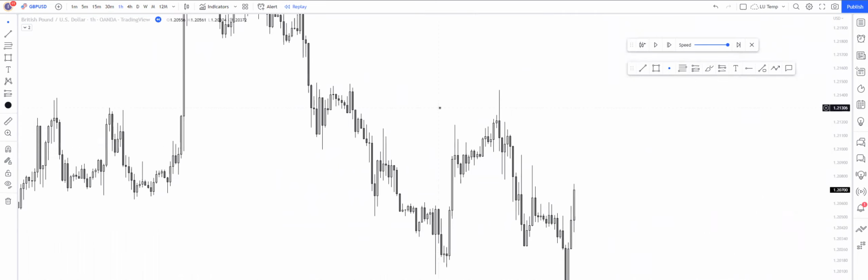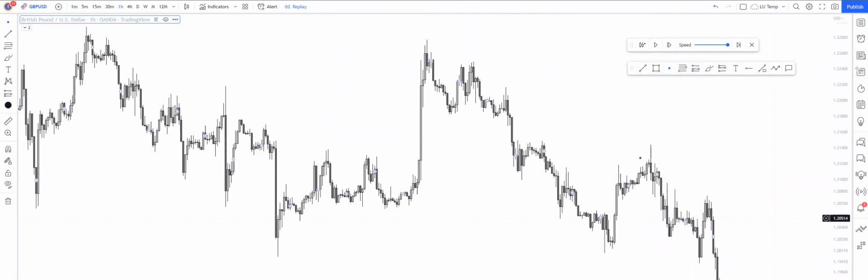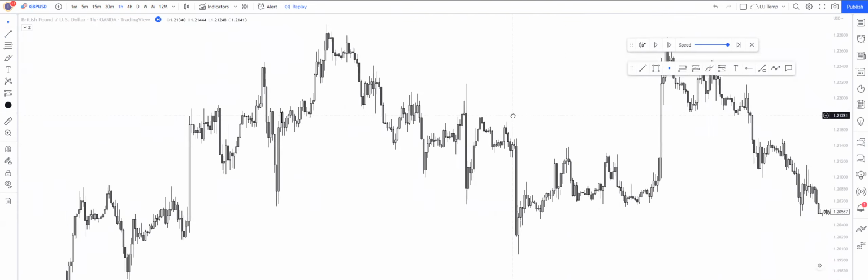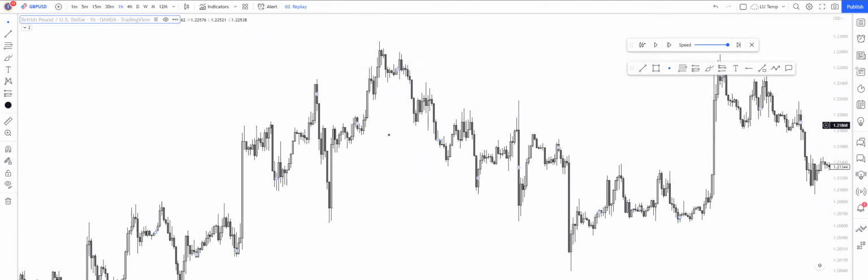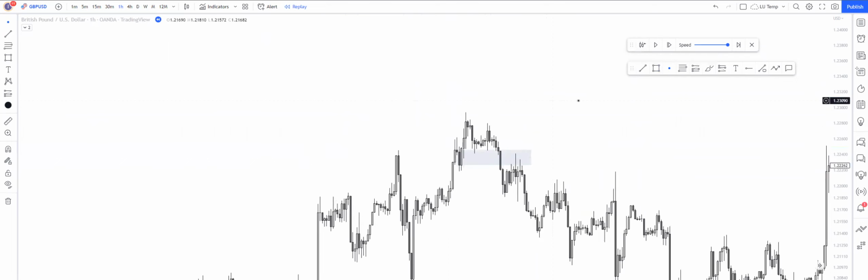Breaker block. Let's see. This is a breaker block. Broke structure, and price was supposed to hold, but it didn't. It broke and tested. All right, that's a breaker. Let's find that example. Here's a breaker. Price broke, was supposed to hold, it didn't, broke through, test. That's a breaker.